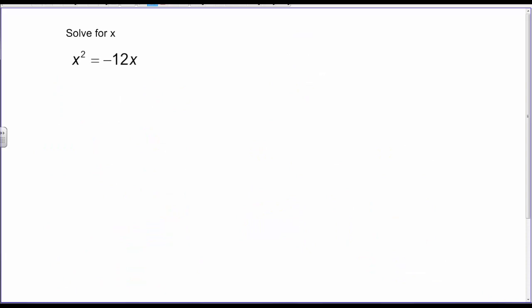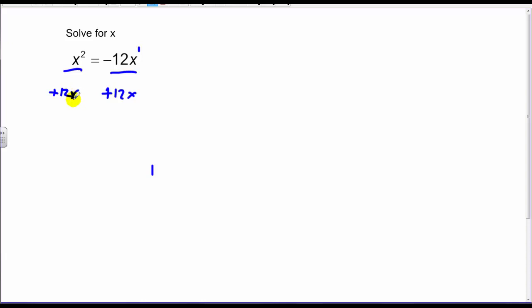Now, again, this problem is a little more difficult because I don't have either term set equal to 0. So what I must do, if they're asking me to solve for this, is I must set the whole equation equal to 0. In fact, when you see a squared term and a non-squared term in the same problem, the best thing to do is always set the equation equal to 0 and look to factor if possible. So I'm going to add 12x to both sides.